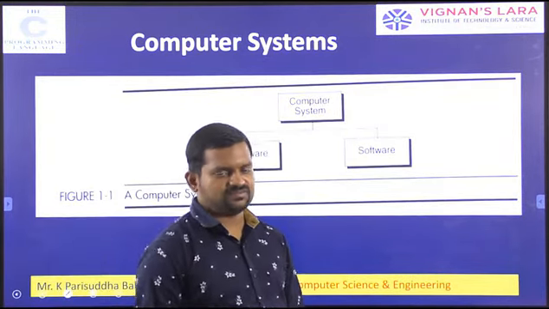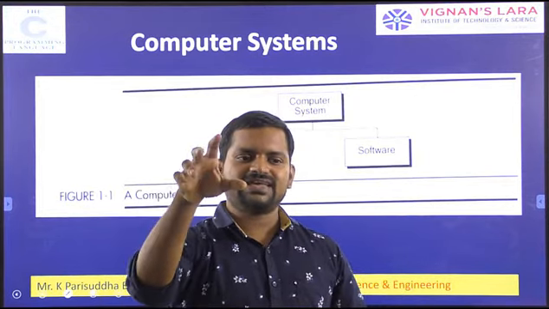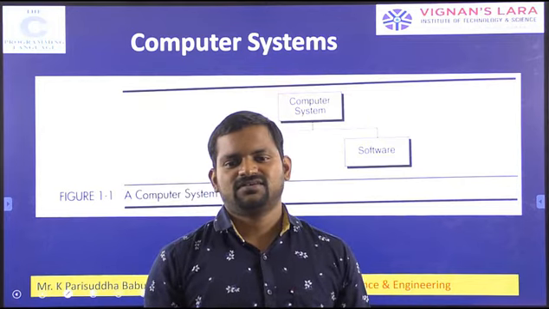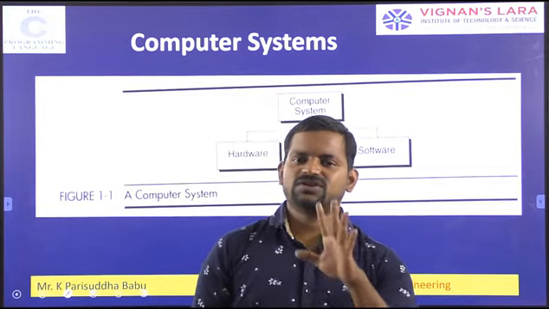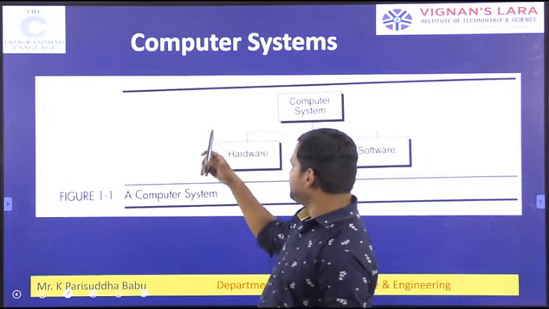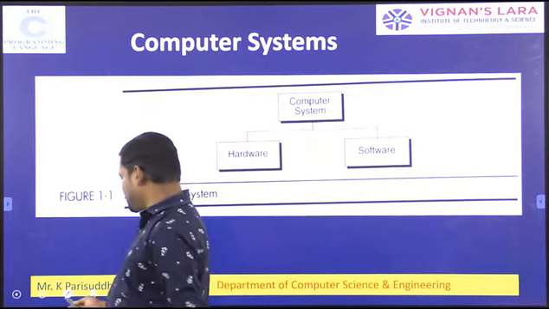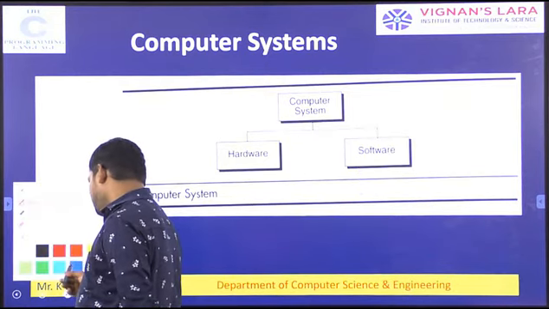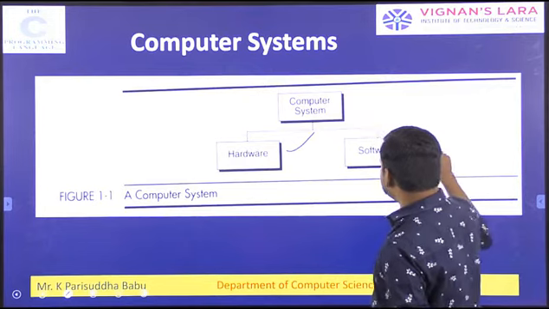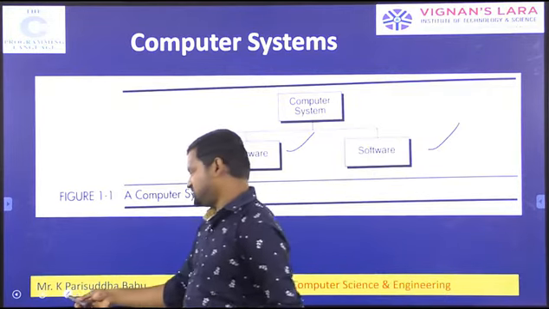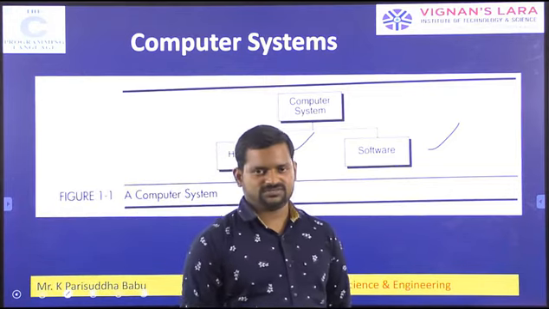What is a computer system? A computer is an electronic device, but if we call a system a computer system, then the complete computer system consists of two things: the hardware of a computer system and also the software of a computer system.